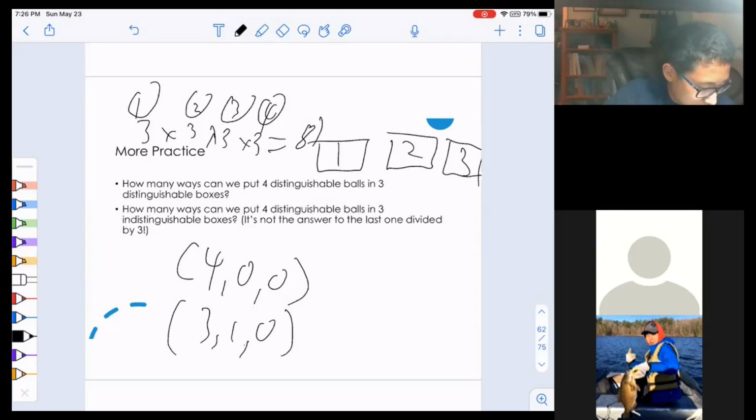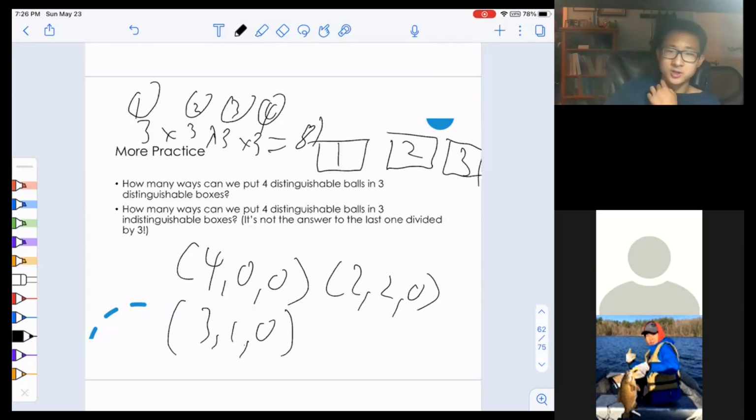And we also have 2, 2, 0, which means we put 2 in one box and 2 in another. And then we have 2, 1, 1, which means we put 2 in one box and then we just have 1 for the other 2 boxes. So we have to consider all these cases.